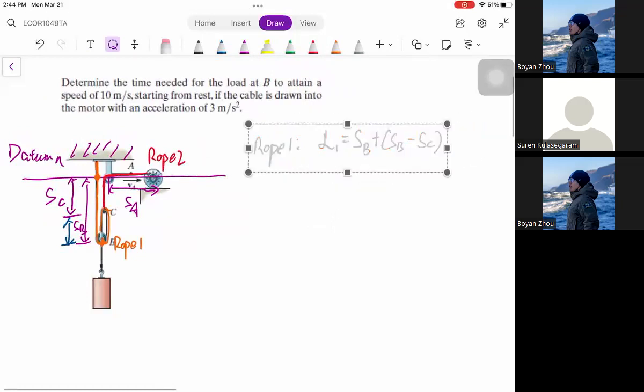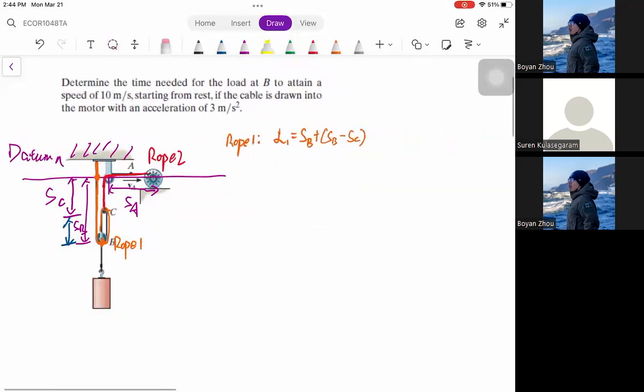I want to fit them in one screen, so I'm going to make it smaller. Now the first one, SB, is going down to here, and then we go up to point C, and then the rope is going to go down to point B again. So we just do another SB minus SC.